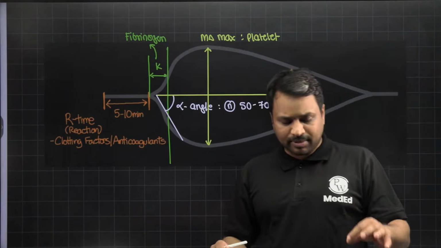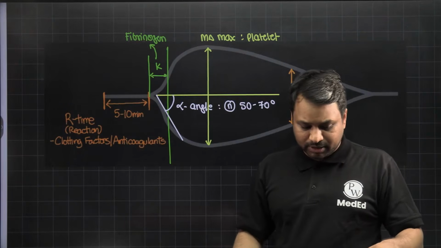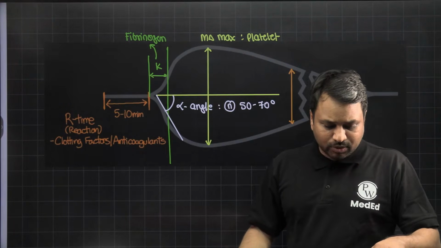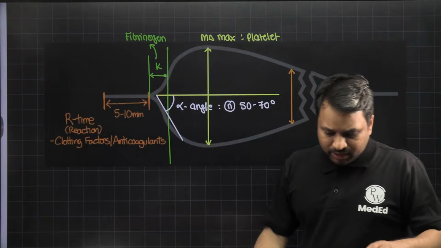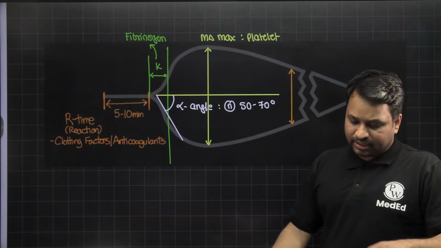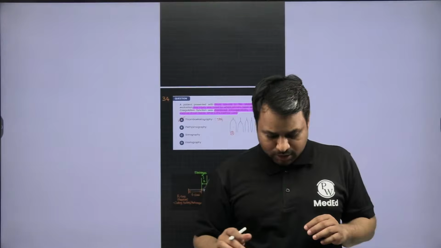MA max is the maximum amplitude. Again, it depends upon the platelet components. Okay? I don't think anybody is going to ask you in very great detail about it, but if you know these components, that is more than enough to assess thromboelastography.